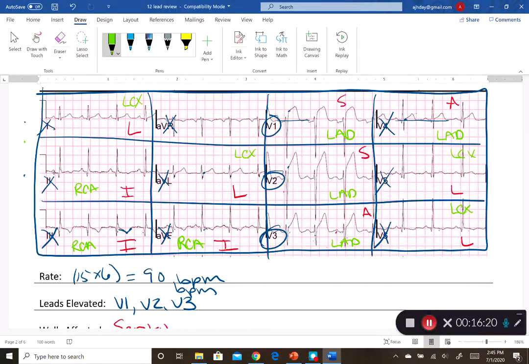All right, let's label this rhythm. So I'm going to look at my lead 2. I have a nice P wave, nice narrow QRS, T wave. Everything about it looks normal. So it's going to be sinus rhythm at 90 beats per minute with septal infarct.